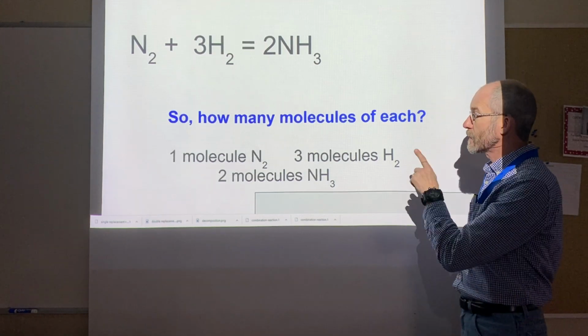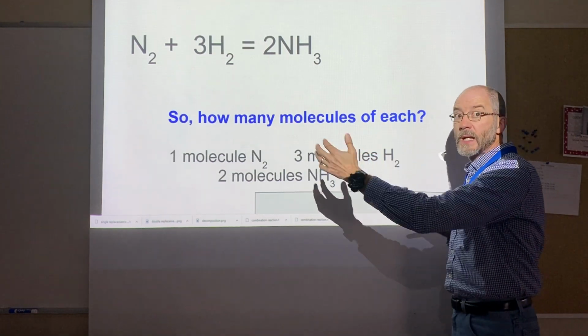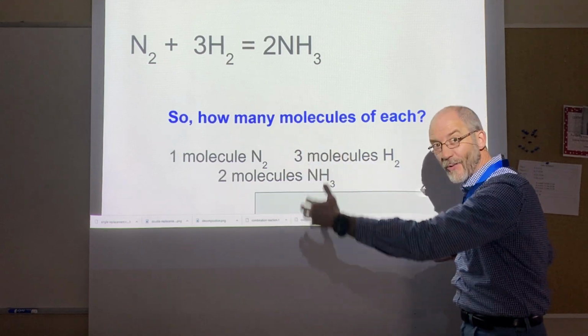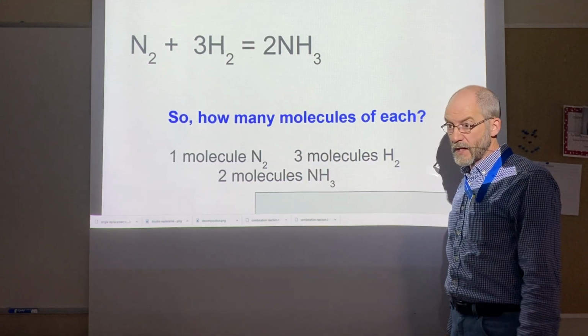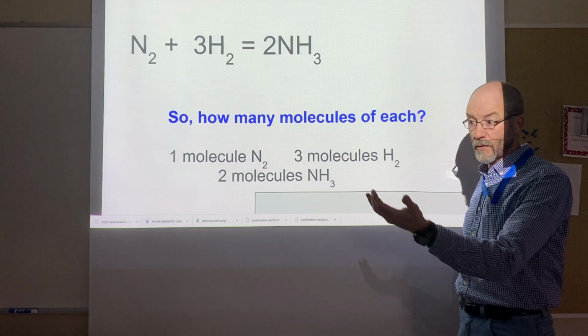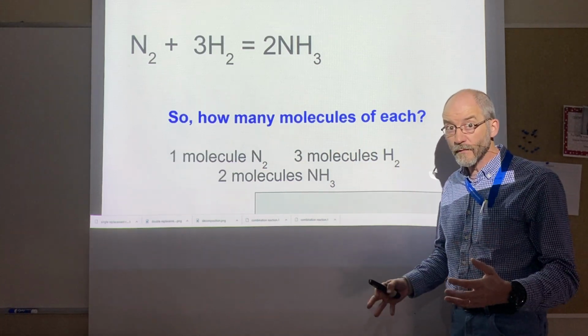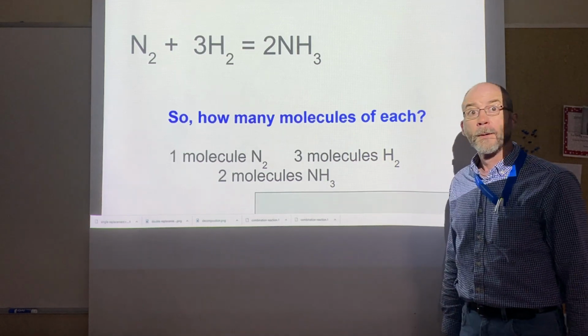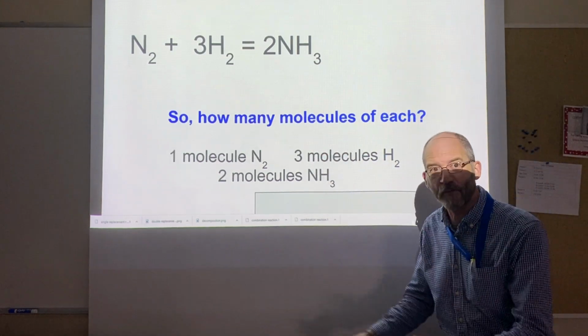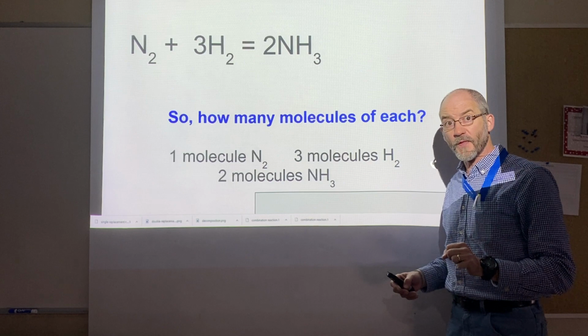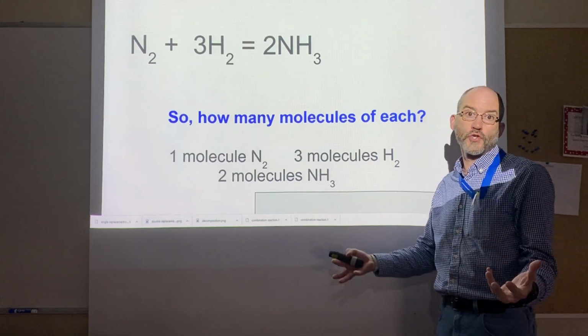So what does that tell me about molecules in a balanced chemical equation? It tells me that they don't have to be the same. I don't have to have the same number in the reactants and the products in terms of the number of molecules. But what else does this information give me? And there's the beautiful thing. It gives you a relationship.